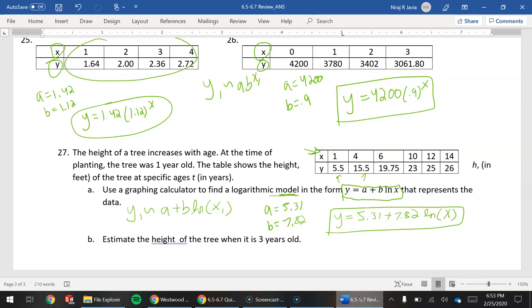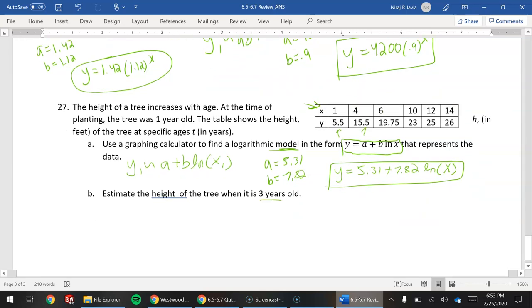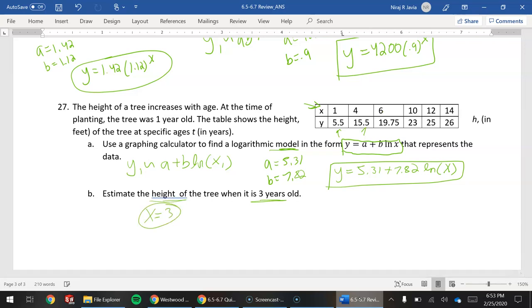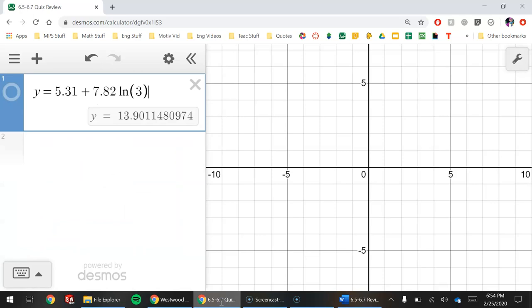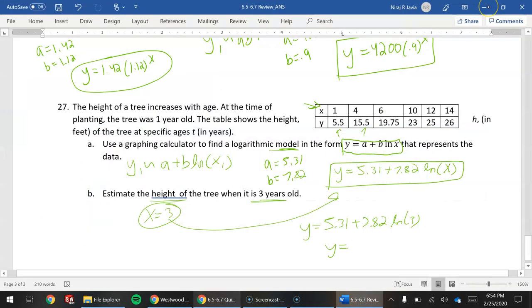Last but not least, for b it says when it's 3 years old, what is the height? Meaning plug in x is equal to 3. Plug that into this formula. So if I do that, y is equal to 5.31 plus 7.82 natural log of 3, and y is equal to something. So plug it in, 13.9, and it looks like h is measured in feet, so it's 13.9 feet.